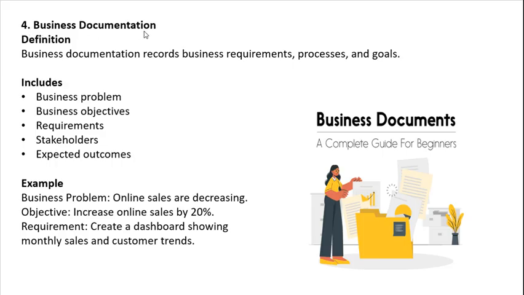Fourth is business documentation. Business documentation is a record of business requirements, processes and goals, and includes business problems, business objectives, requirements, stakeholders and expected outcomes. For example, the business problem is that online sales are decreasing, the objective is to increase online sales by 20%, and the requirement is to create a dashboard showing the monthly sales and customer trends.